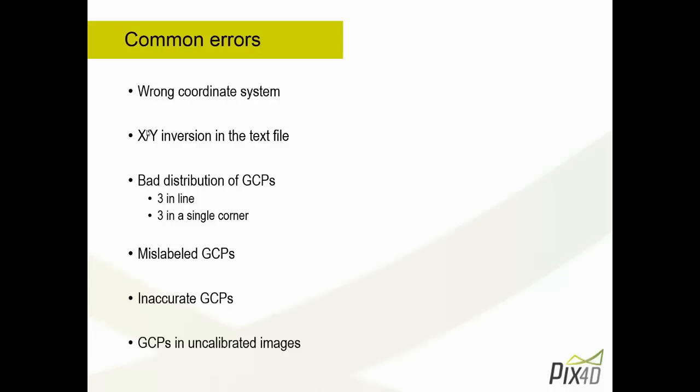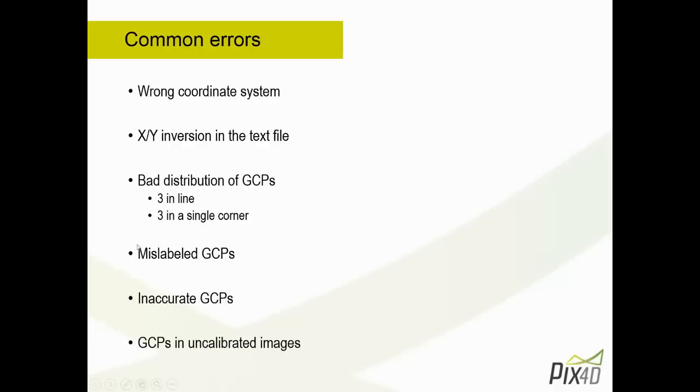Another type of mistake that is very often made is bad distribution of ground control points. Setting 3 ground control points in a line is not sufficient to define a 3D coordinate system. Basically you will have ambiguities and maybe the project will be tilted in one random direction. Also, if you put them all in a single corner, it may happen that it shifts the whole and you get an orientation mistake in the whole project.